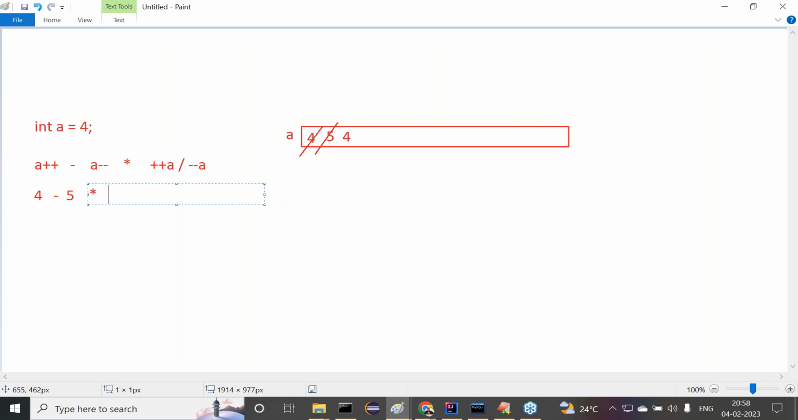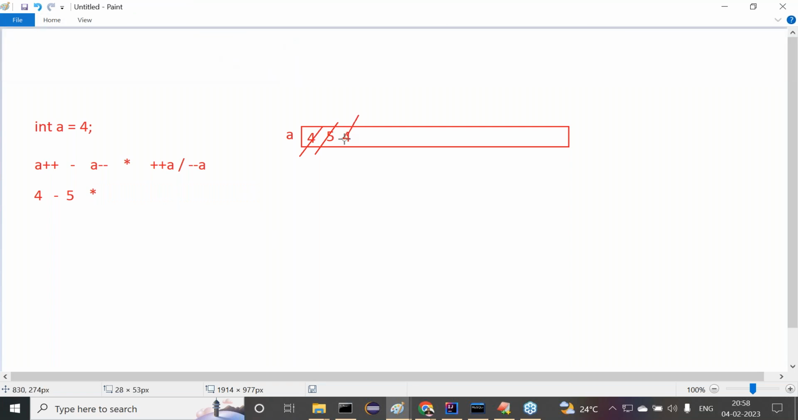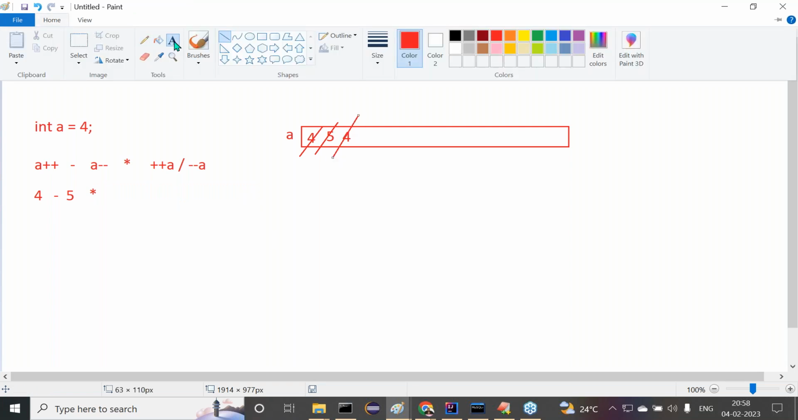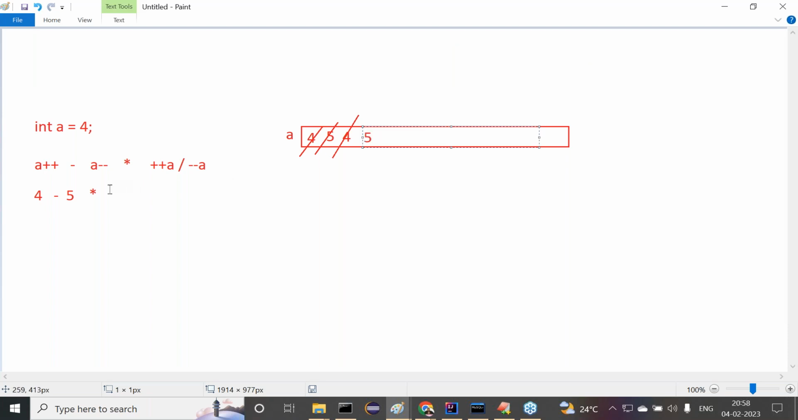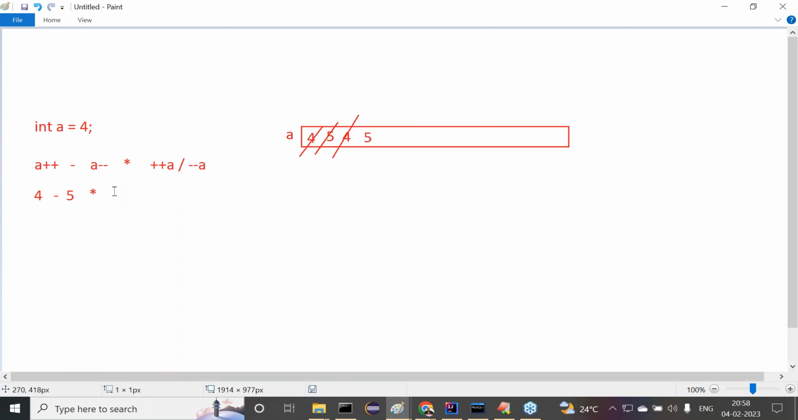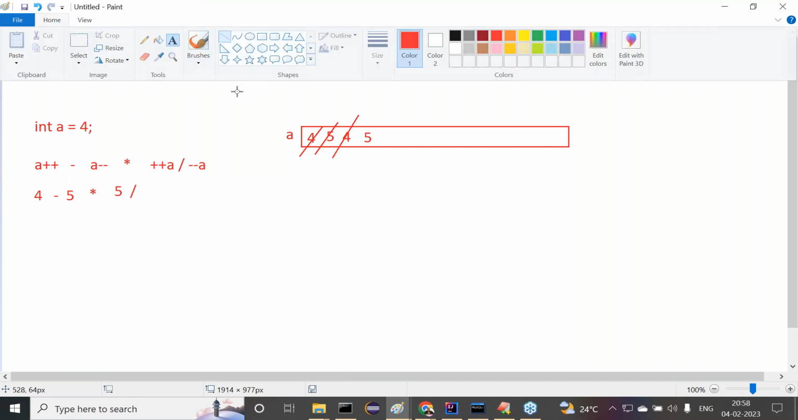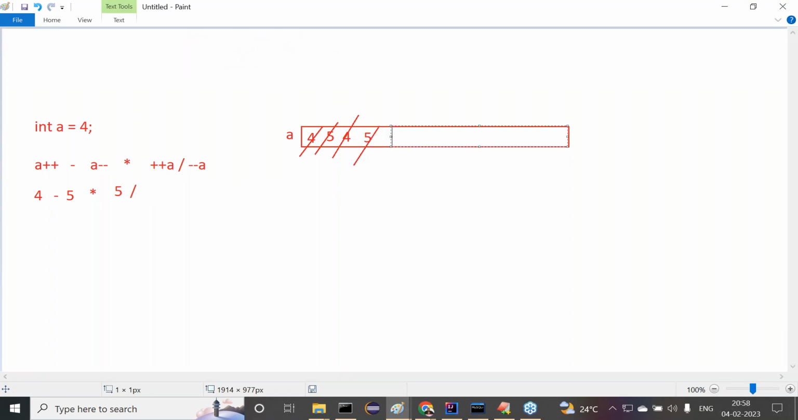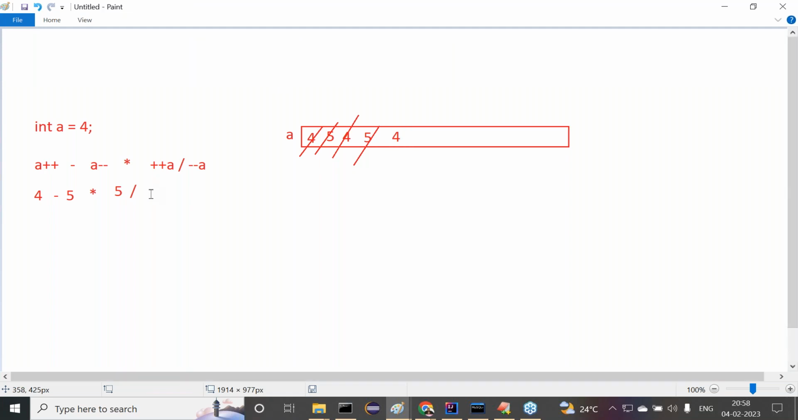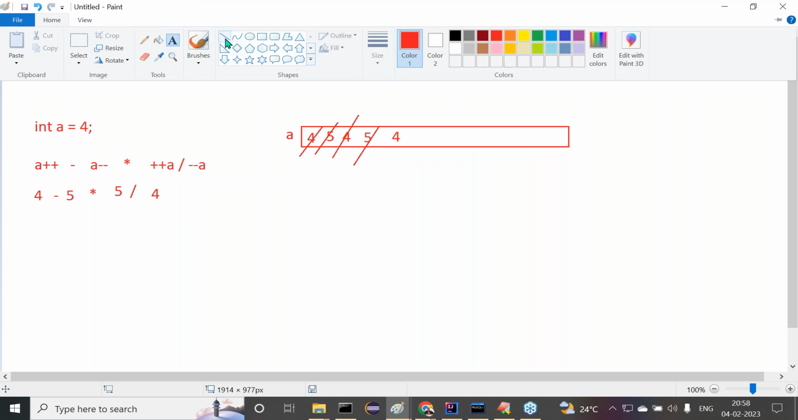Star. Next one is plus plus a. Plus plus a is a pre-increment. Pre-increment means the a value is first incremented by 1, that is 5. 5 is the value, and that 5 will participate here. Then after that, slash minus minus a. This is a pre-decrement. So the 5 value will be decremented by 1. So what value are we getting here? 4. Now here we are getting 4. Right, sir. Now observe carefully here.